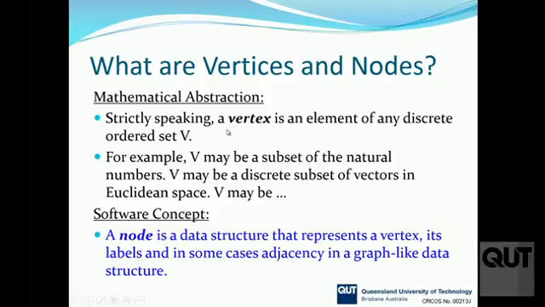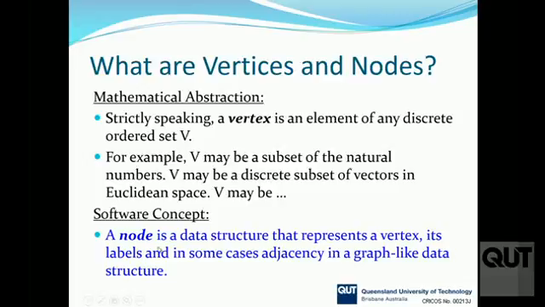So you can extend this idea of a vertex or a node into all kinds of other software concepts. You can see here what I've tried to do is begin with a mathematical concept, and now I'm talking about things like discrete subsets of vectors and Euclidean space, and you can see how that might move into something that could be implemented in software. From a software perspective, a node is a data structure that represents a vertex. It has labels and, in some cases, adjacency in a graph-like data structure.